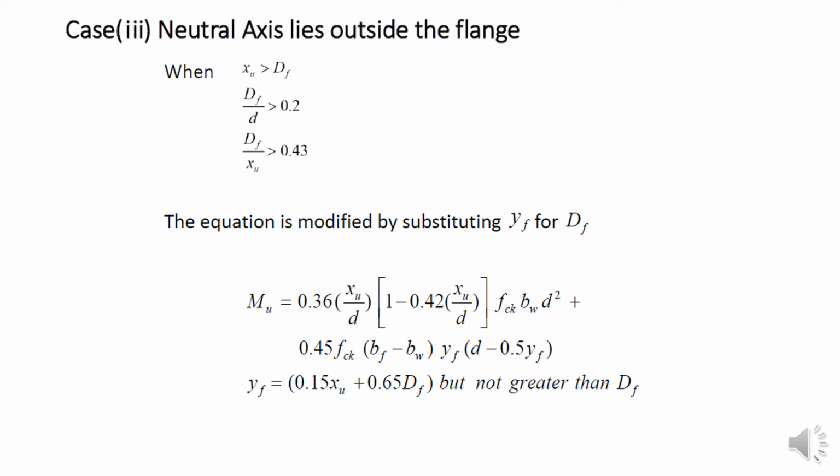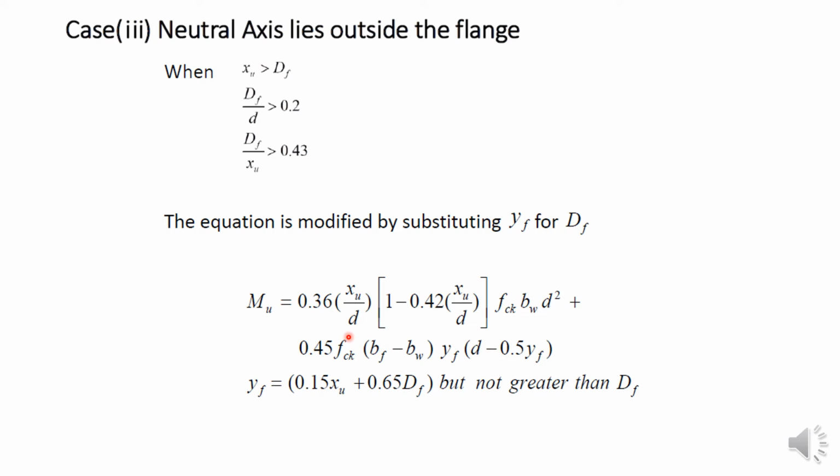Next case is neutral axis lies outside the flange, when XU is greater than DF, DF by D is greater than 0.2 and DF by XU is greater than 0.43. The equation, that is the case number 2 equation, is modified by substituting YF for DF. Instead of DF, you have to substitute the value of YF. YF is nothing but 0.15 into XU plus 0.65 into DF. The value is not greater than DF.